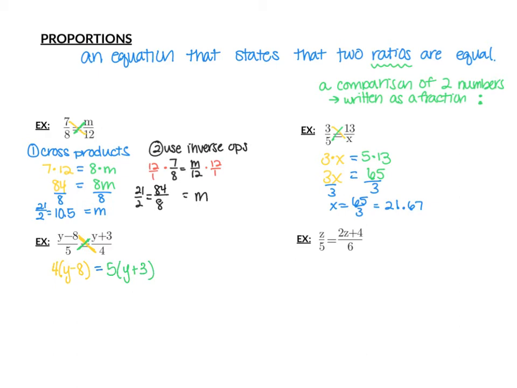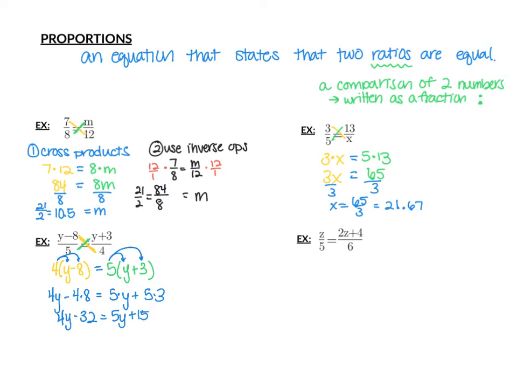So what do I need to do now? Well, now I need to use the distributive property. And so in the distributive property here, I would get 4 times y minus 4 times 8 equals, and we're going to do the distributive property on the other side, 5 times y plus 5 times 3. So simplifying, we get 4y minus 32 equals 5y plus 15.